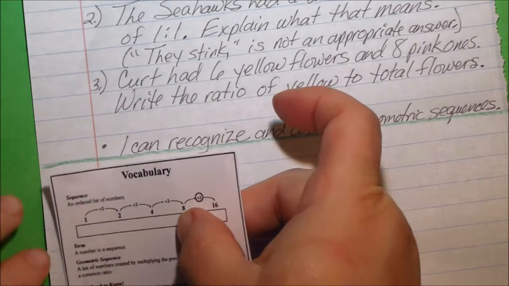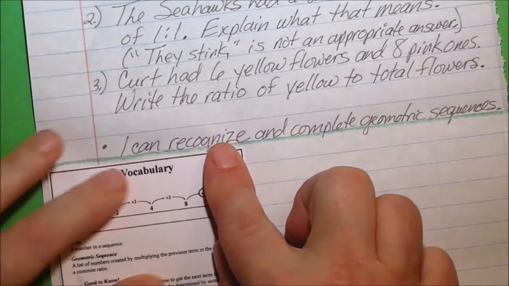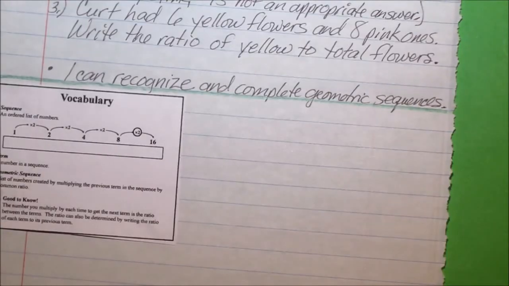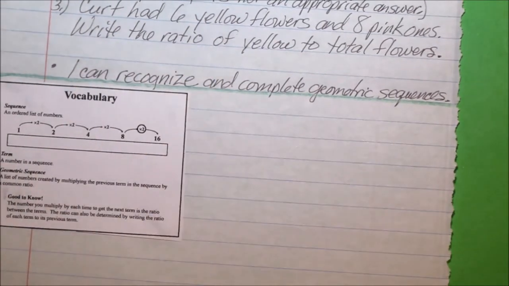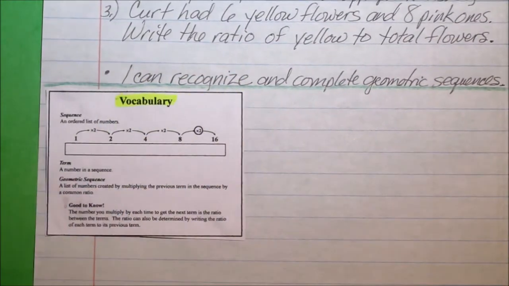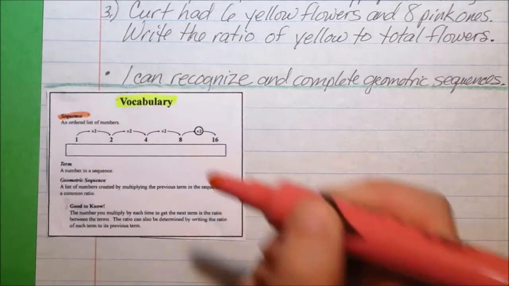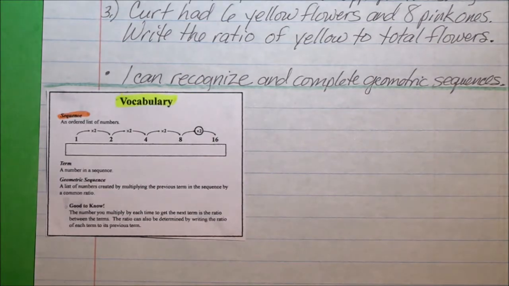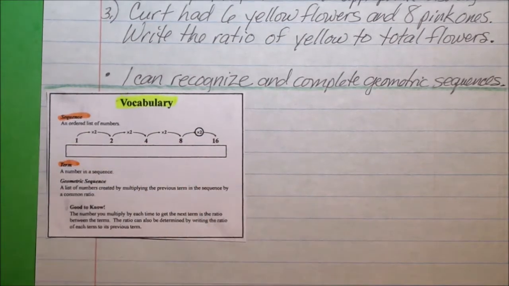Oops, I want to put it upside down. Okay, so vocabulary. I need my yellow highlighter. And the vocabulary we will be discussing is sequence. Sequence is an ordered list of numbers. Okay, we've seen this before. A term is a number in a sequence. So each number in a sequence of numbers is called a term.